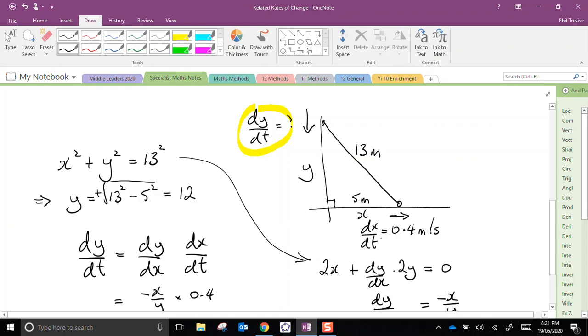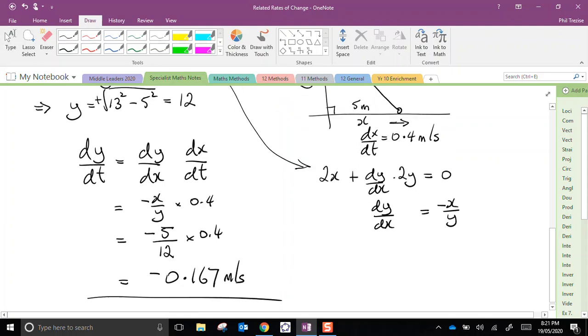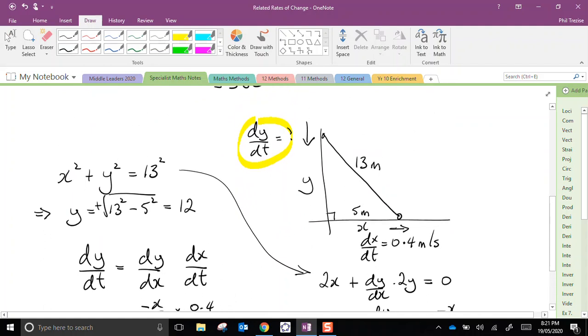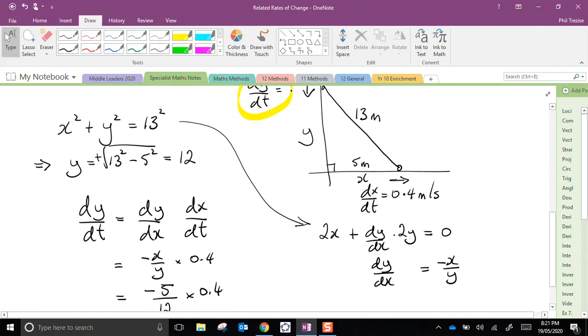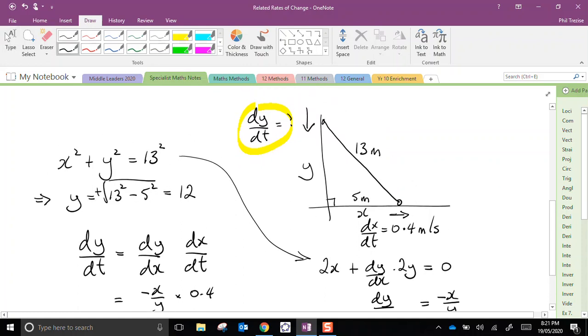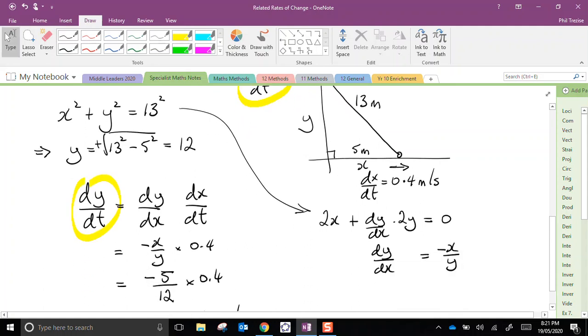dx dt is a positive value because x is getting larger as the ladder slides away from the wall. So that all seems to be fitting in nicely. And that's another example of a related rate of change. Remember, always focus on what you have been asked to find. Dy dt was the focus of the question. So I split that derivative into two different rates of change, and then I had to find something in common.